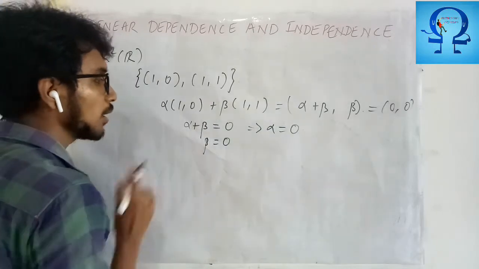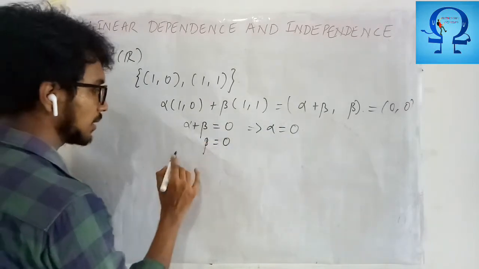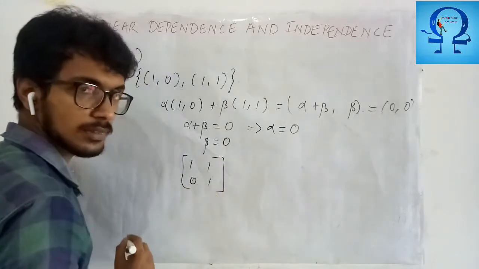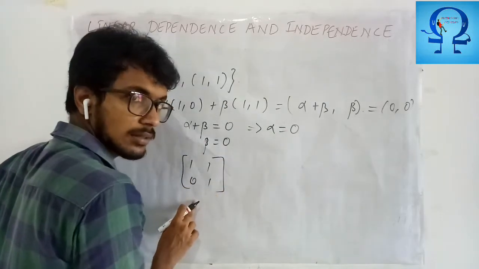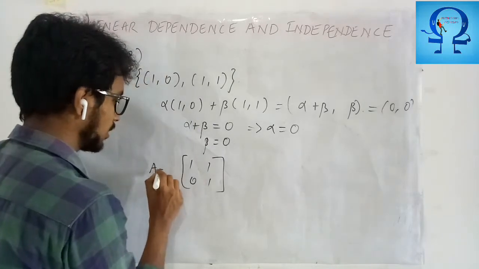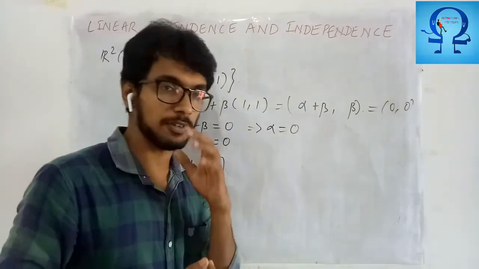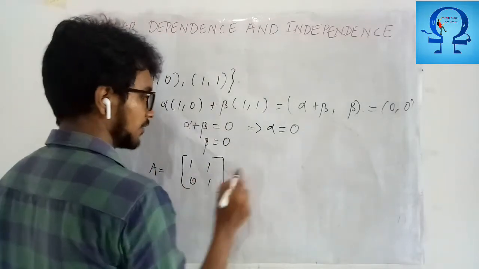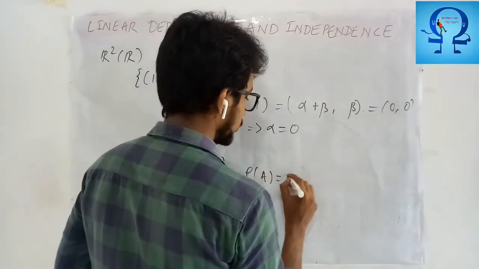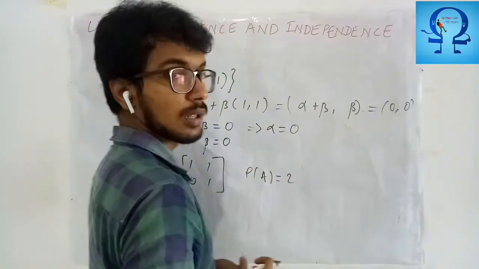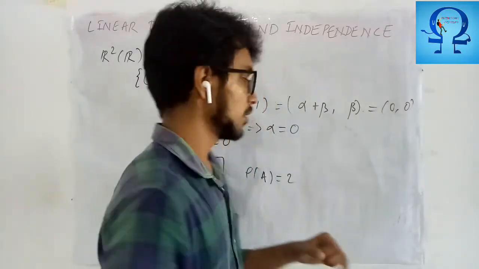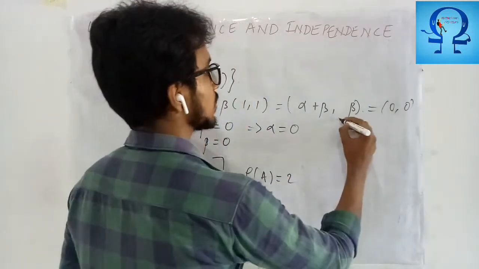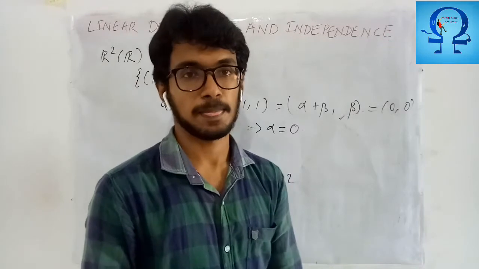Or else I may write it in matrix form. What is the rank of this matrix? I hope you have the idea of the rank of a matrix. When you find the rank of this matrix, it is 2. Here the number of unknowns is also 2. Therefore it has a unique solution. For a homogeneous system, the unique solution is the trivial solution. Therefore this is a linearly independent system.